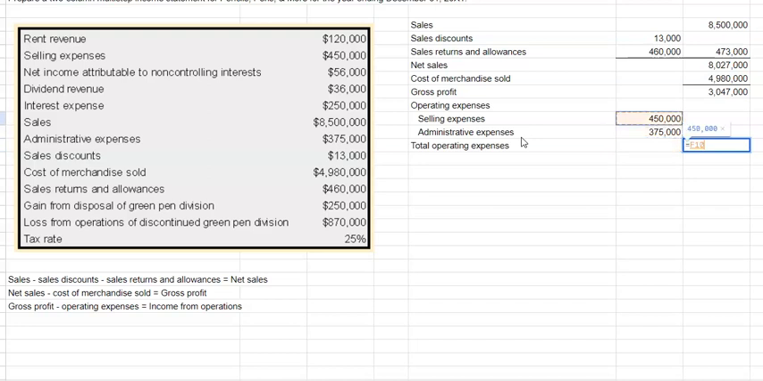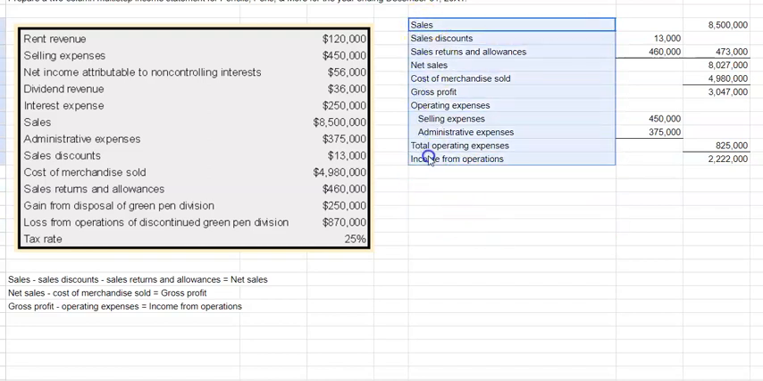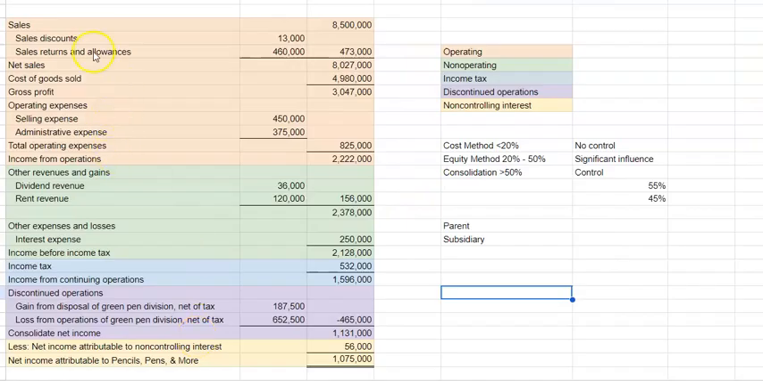Let's go ahead and add those up. So our total operating expenses is $825,000. And just like that formula we just learned, gross profit minus operating expenses equals income from operations. Okay. All right. So this is essentially our operating section here. A lot of steps, probably always going to be our biggest section whenever we're doing these.